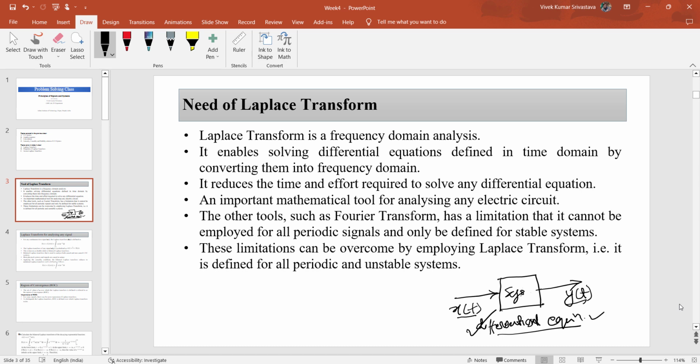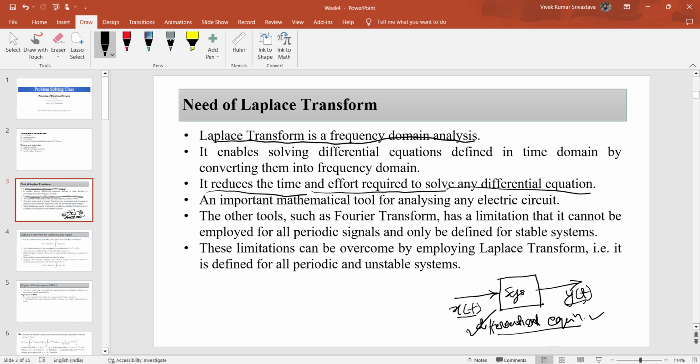What the Laplace transform does is enable us to solve the differential equation defined in the time domain by converting it into the frequency domain. So the Laplace transform is a frequency domain analysis. By using it, we can easily reduce the time as well as the effort required to solve any differential equation. It is a mathematical tool for analyzing electric circuits.